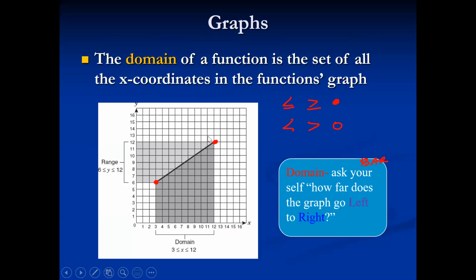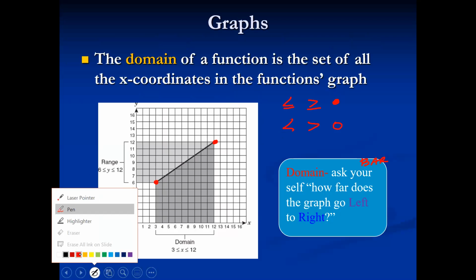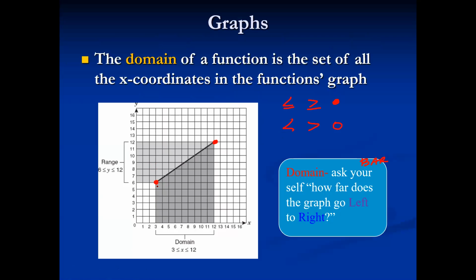Okay, let's take a look at this graph here. This one is a little bit tricky, okay? So looking at the domain, ask yourself, how far does this graph go? How far does it go all the way down? And it looks like the lowest point it goes down is the 6, isn't it? How far does it go all the way up? 12. So your domain is going to be from 3 to 12. And it has an equal sign because it's a closed circle.